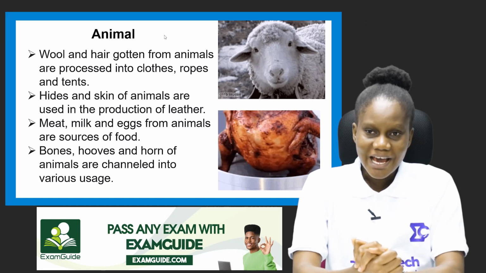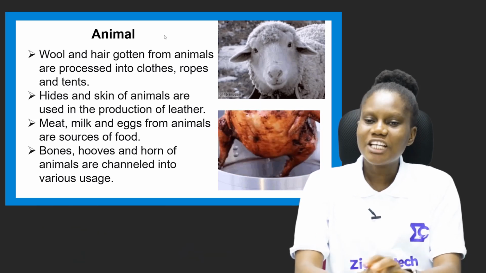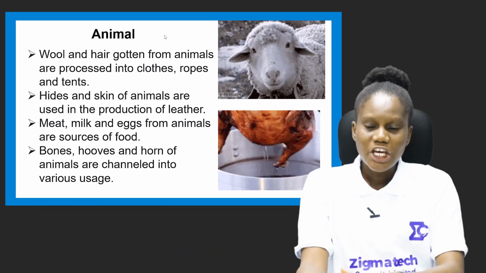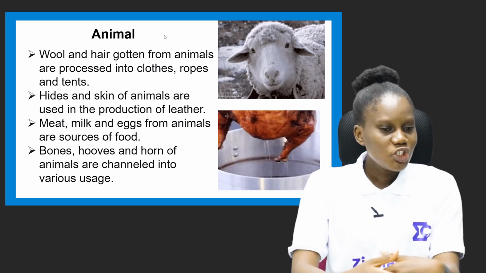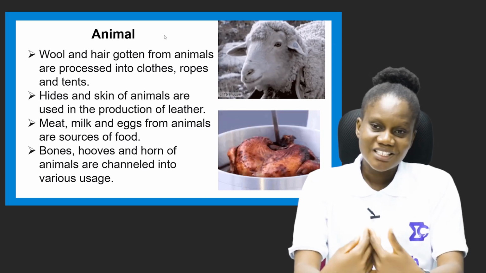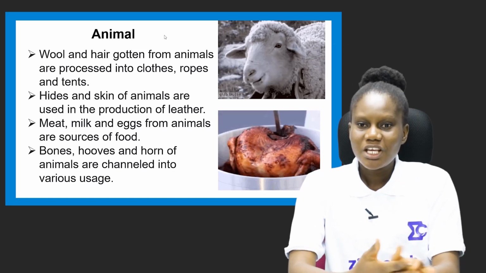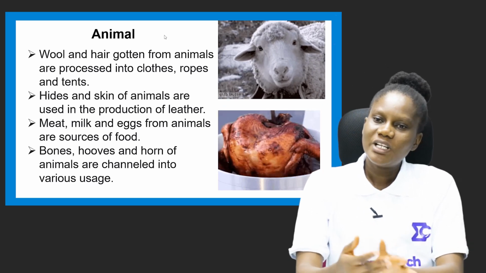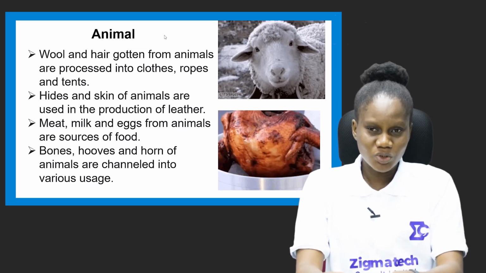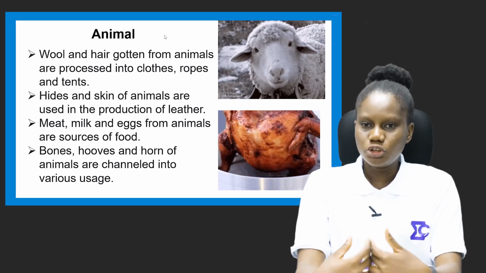The next is hides and skin of animals are used in the production of leather. You can have your leather shoe, your leather bag. They are made from the hide and skin of animals. So they are used in the production of leather. You can see that animals too are very useful to humans.